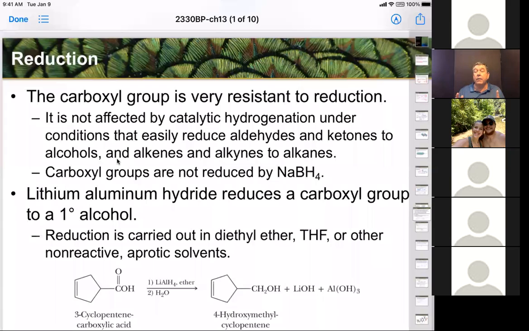Okay, so now we have selectivity again, right? We can reduce down aldehydes and ketones with sodium borohydride, but not touch the carboxylic acids and not touch the alkenes. If we want to reduce down the carboxylic acid and not an alkene, we can use lithium aluminum hydride. So let's put that into practice here.